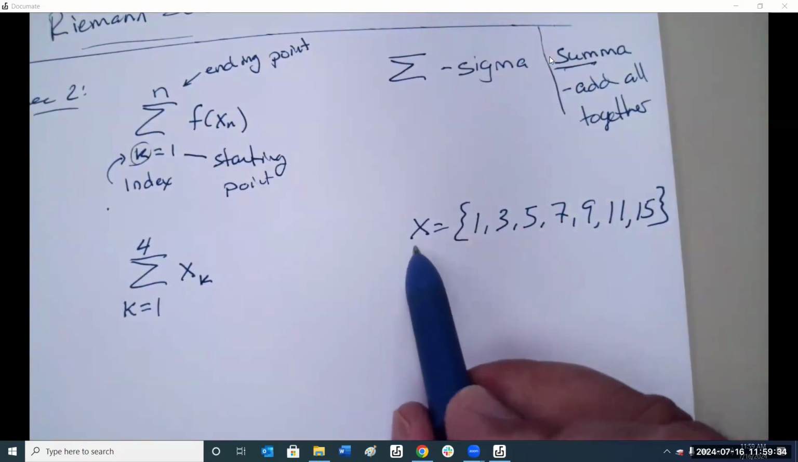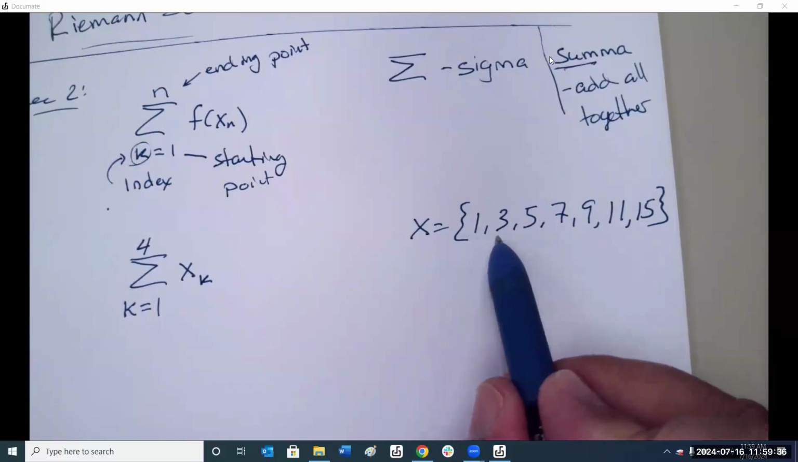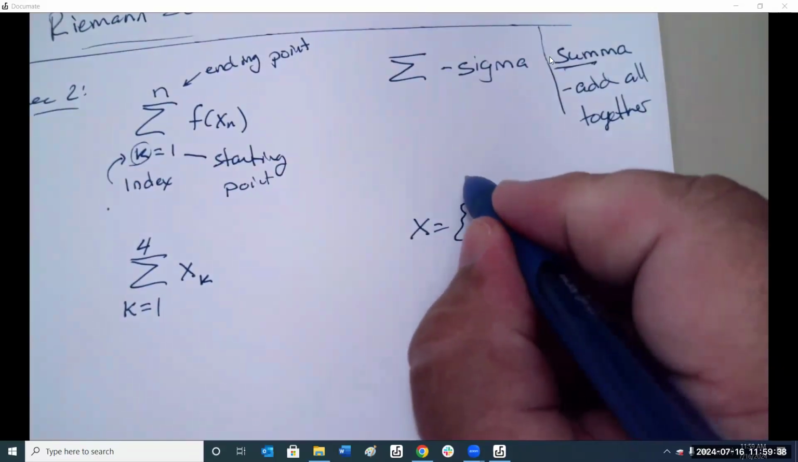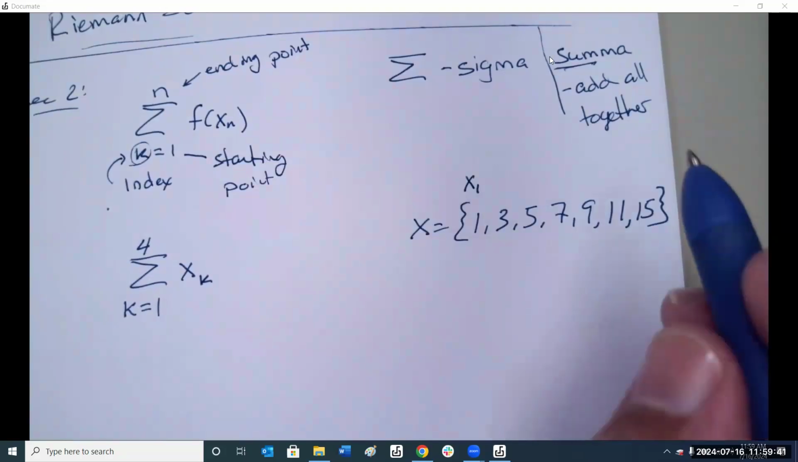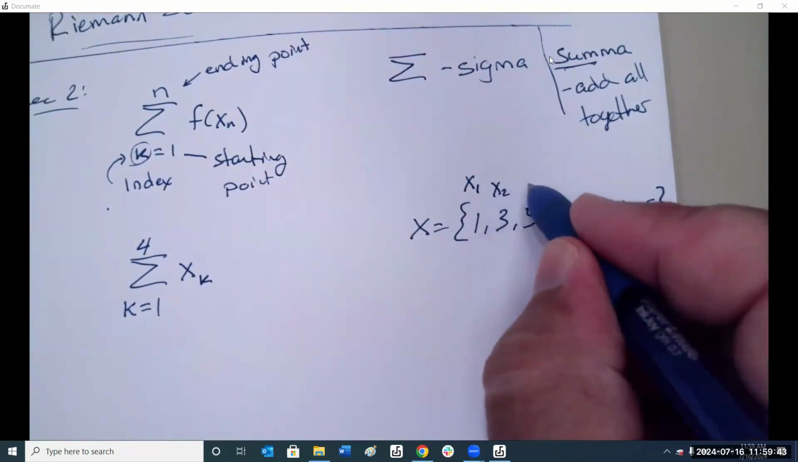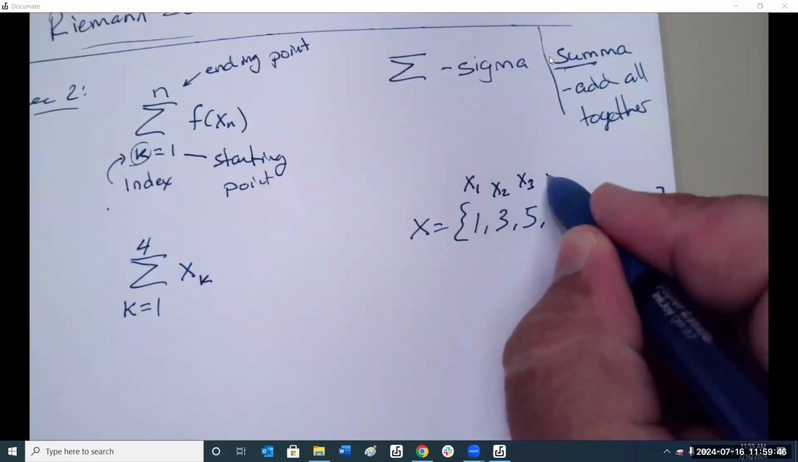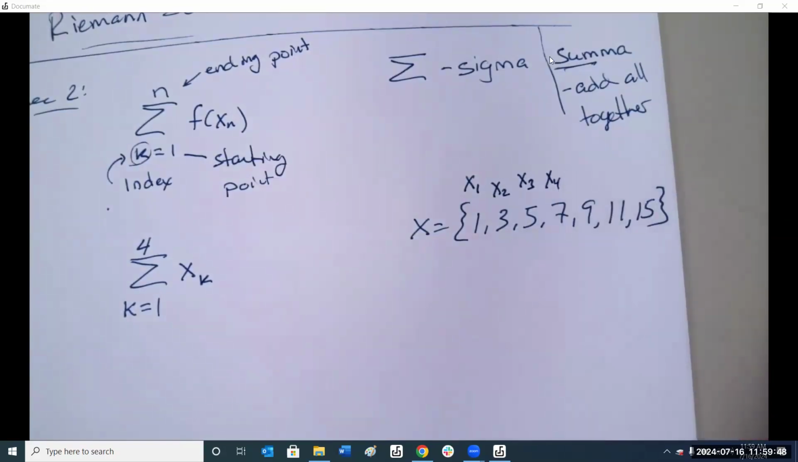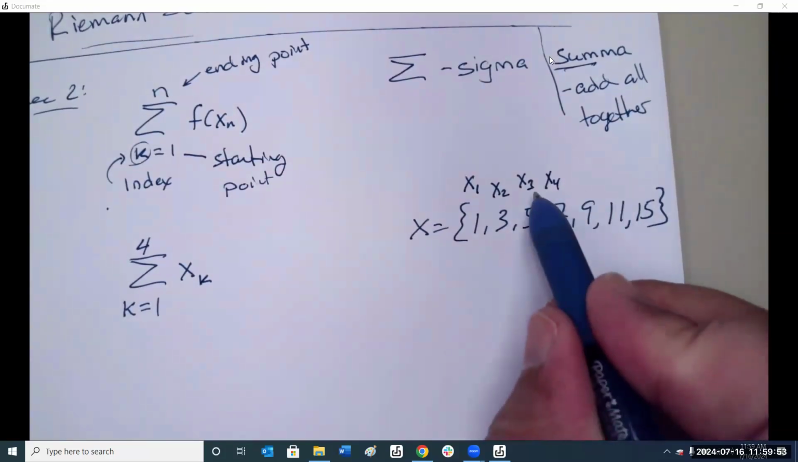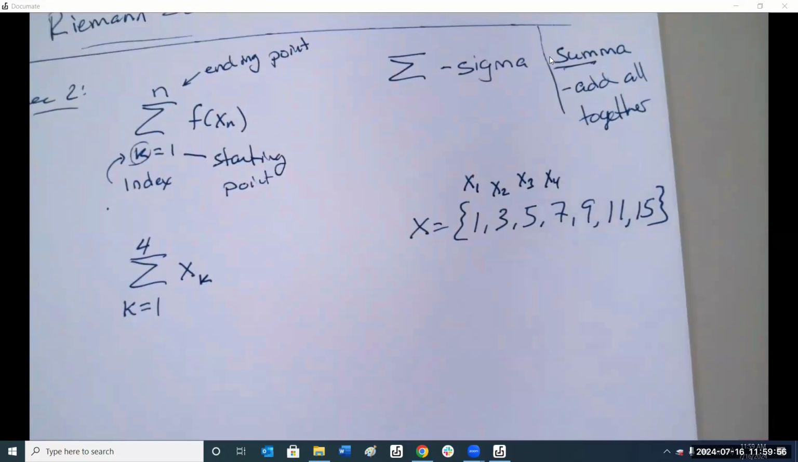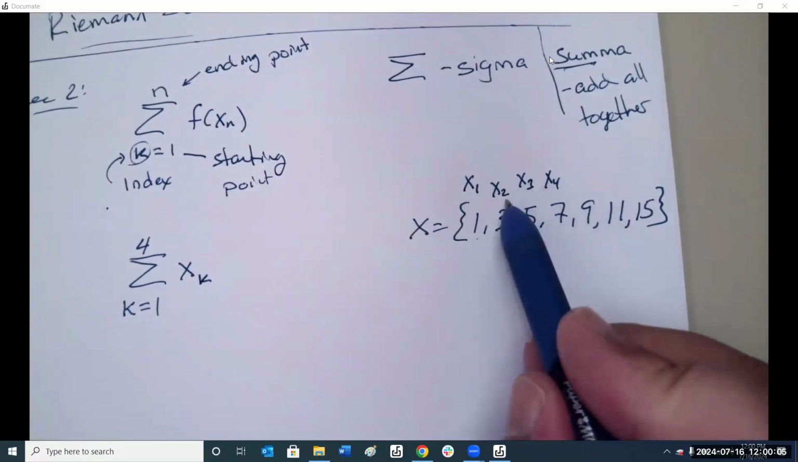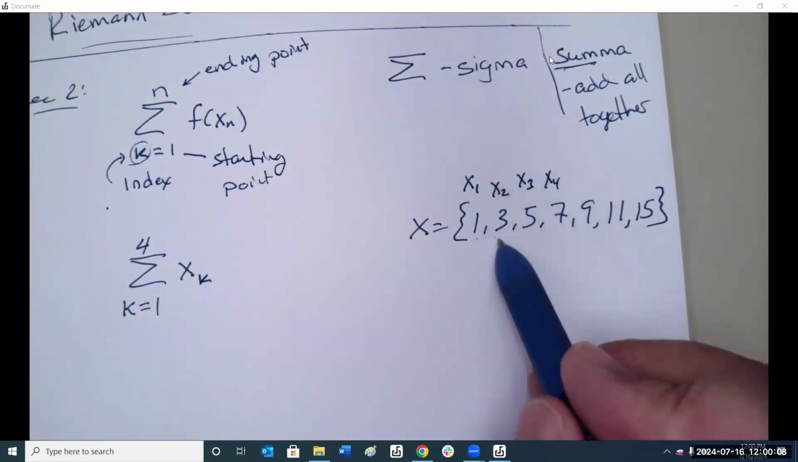Since my data set is defined as X, each one of these, their location is defined by a subscript. X sub 1, X sub 2, X sub 3, X sub 4, where the subscript tells us the location of that number. X sub 3 is the third number in that sequence. So the subscript tells us the location of that number. The second number, X sub 2, is equal to 3.